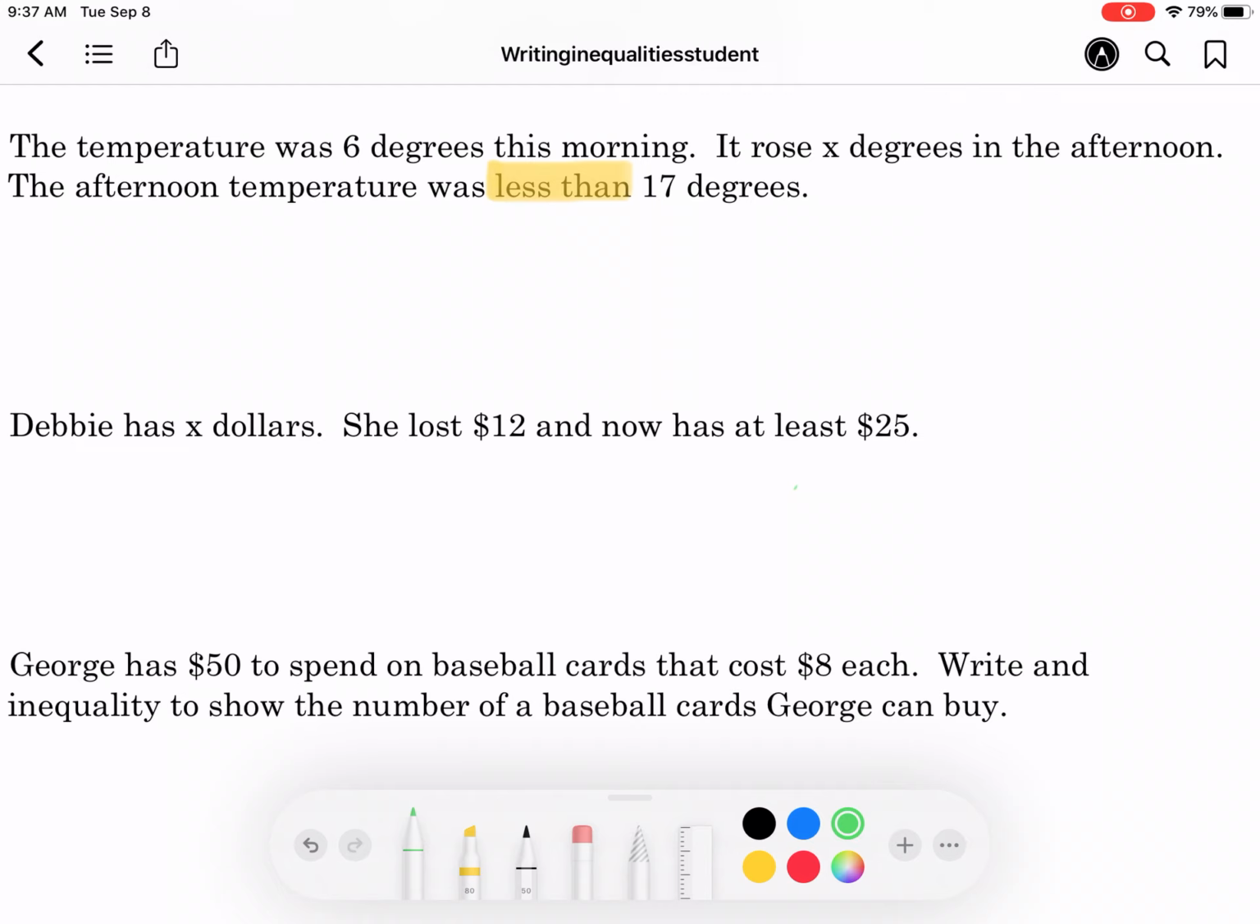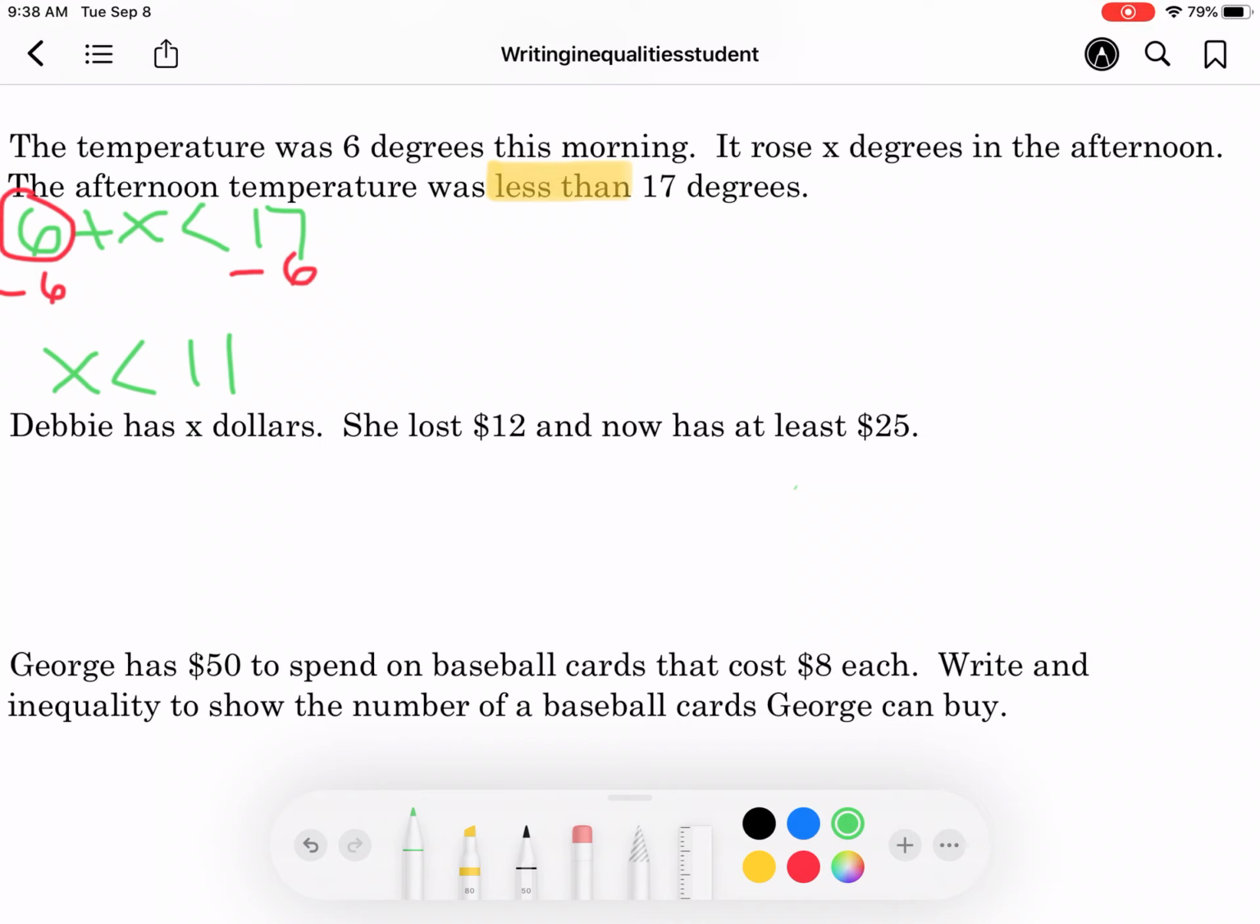So just like we did with equations, let's write what we read. The temperature was 6. It rose. Well, if it rose, that means it went up. It rose X degrees. The afternoon temperature was less than 17 degrees. So this was less than 17 degrees. Now, this is an inequality, but we solve it just like we're solving a 2-step equation. I have 6 here. How do I do? I subtract 6. And I'm left with X is less than 11.